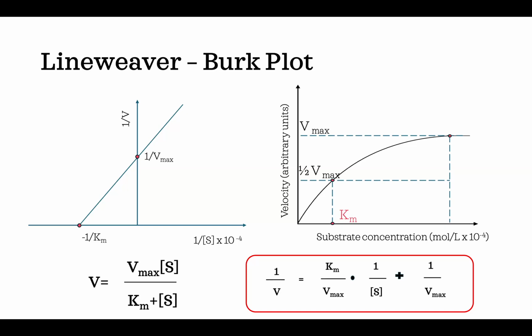Again, V is the reaction rate. Vmax is the maximum rate when all enzyme active sites are occupied by substrate. S is the substrate concentration. Km is the Michaelis constant, the substrate concentration at which the reaction rate is half of the maximum velocity.